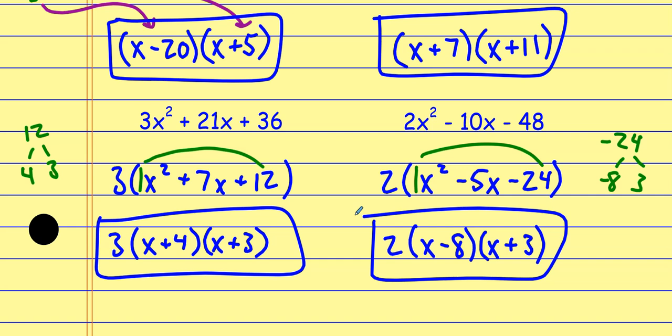So I'm doing the same thing that I've been doing. I'm still building a bridge. I'm still coming up with those two magic numbers. But when the a value is 1, I can use those numbers to go right to the factors. Okay? If you don't like this shortcut, that is okay. You can keep splitting up the middle term and factor by grouping, and it will work. Okay?